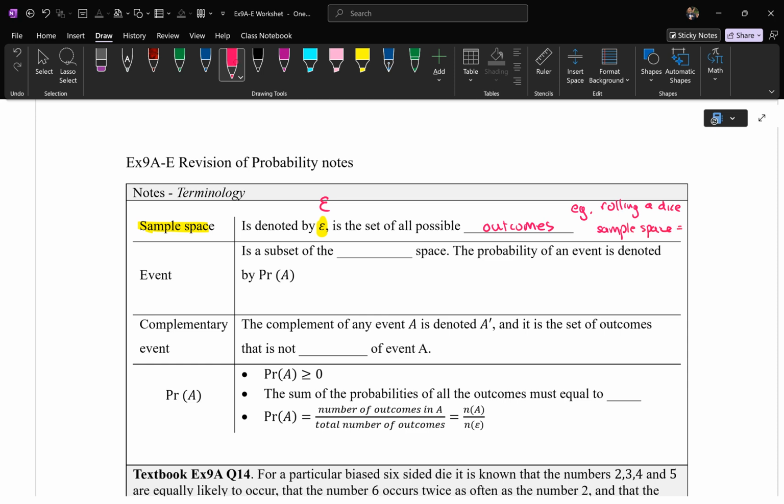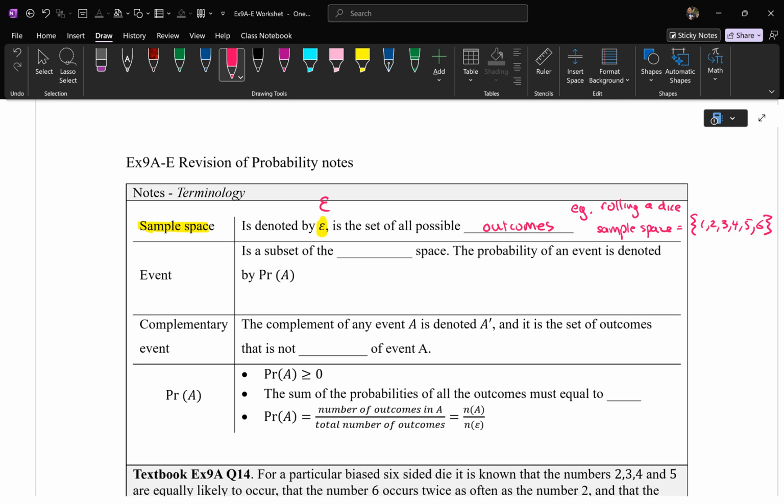1, 2, 3, 4, 5, 6. Good. So when you list it out, you use curly brackets. 1, 2, 3, 4, 5, 6, close curly brackets. Sample space means all the possible outcomes that you can get when you roll a dice. I can get 1, 2, 3, 4, 5, 6. Flipping a coin, I can get heads and tails.